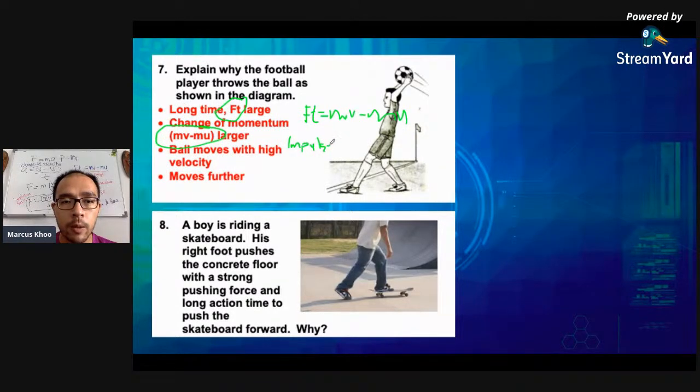equals ft, depending on the situation they give you. If they just give you force and time, then calculate the impulse by using force and time. Or the other one is impulse, I'm going to short form imp, equals mv minus mu. I would prefer that you use these two instead of this.